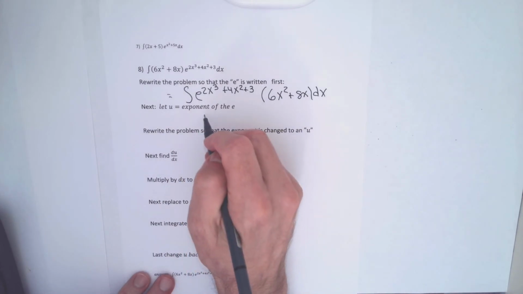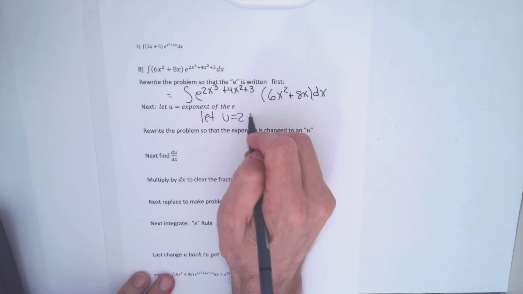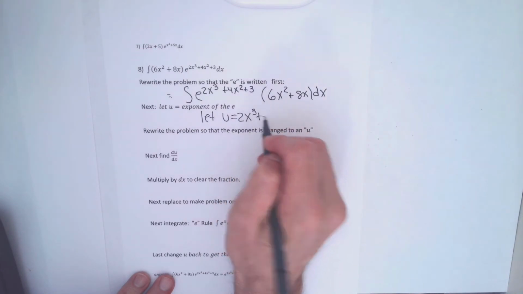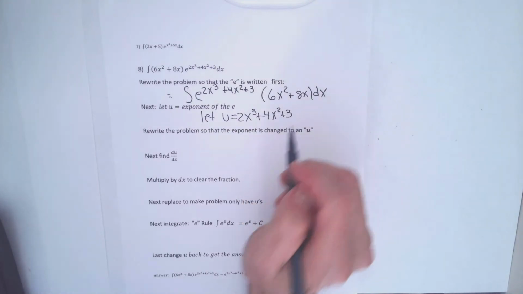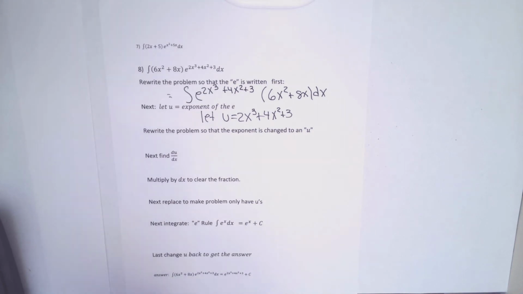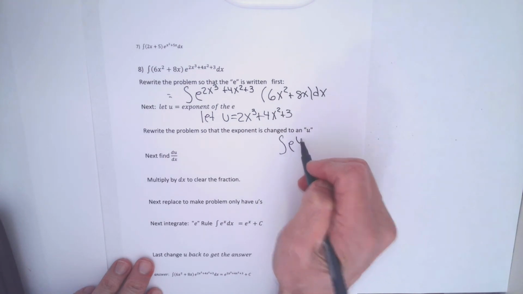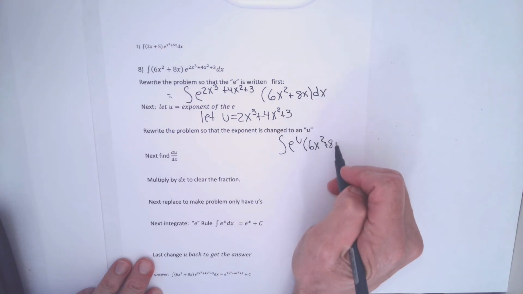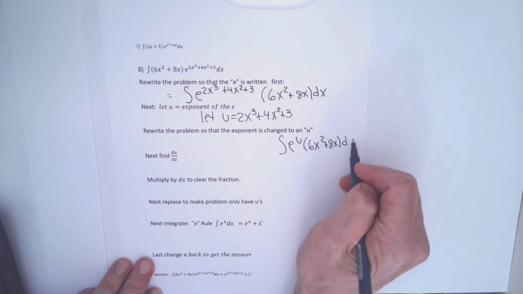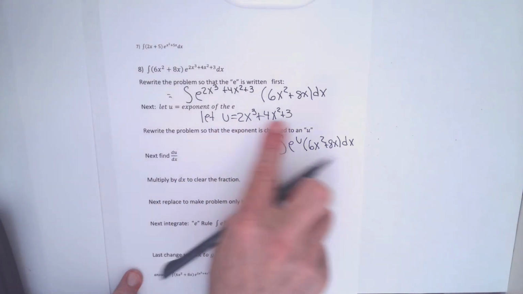So here I'm going to let u be the exponent of the e. We only have 2 choices for the u's. If we have an e, the u is the exponent for the e. If we have a parentheses with an exponent, the u is the inside of the parentheses with the exponent. We'll never have both. So now I can rewrite this problem with the exponent changed to a u, and I'm going to need to use the derivative of u to get rid of the 6x squared plus 8x dx. Either the derivative will match it perfectly, I'll have to multiply by an integer or multiply by a fraction. So let's find out.